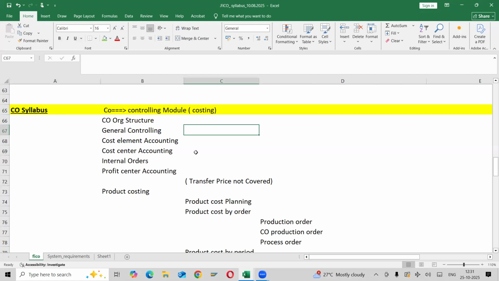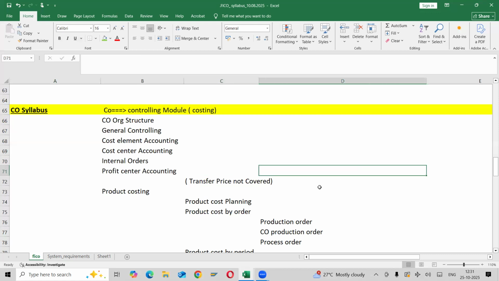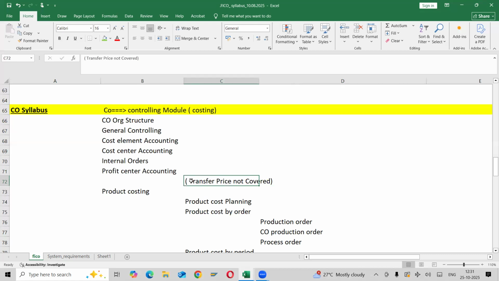Clear? And I have clearly mentioned, in profit center accounting, we are not going to cover transfer price. Why am I not covering transfer price? It is a different module again, whole and soul. It will take at least 4 to 5 months. It's a separate module and doesn't come under our FICO. It's more than advanced controlling. We are going to cover product costing. In profit center accounting, only this part I'm not going to cover. I will give you a glimpse of this, but we are not going to cover it in depth.